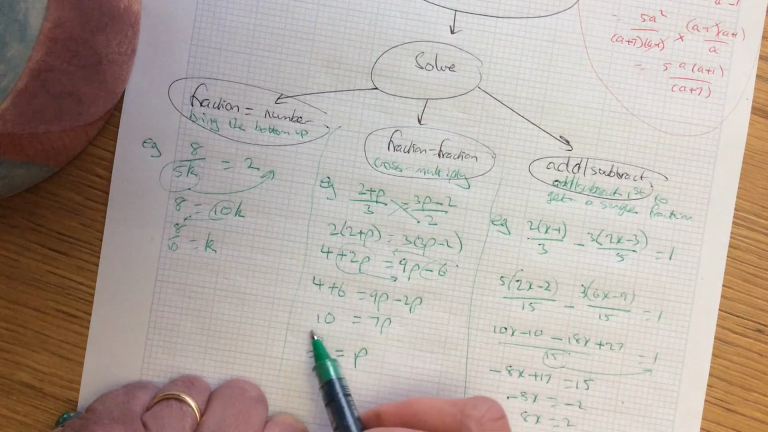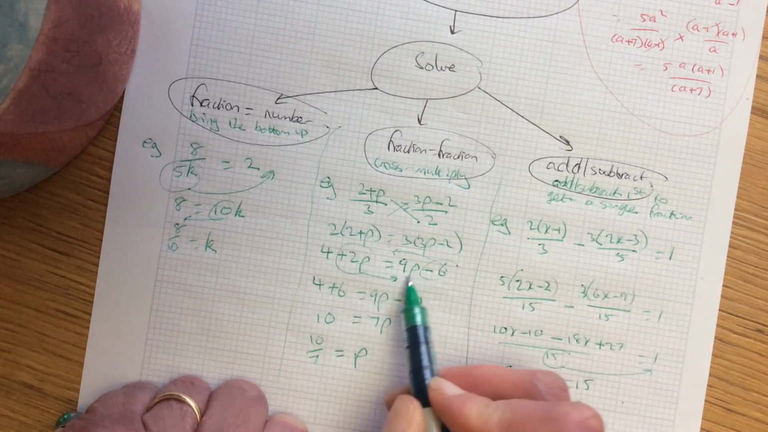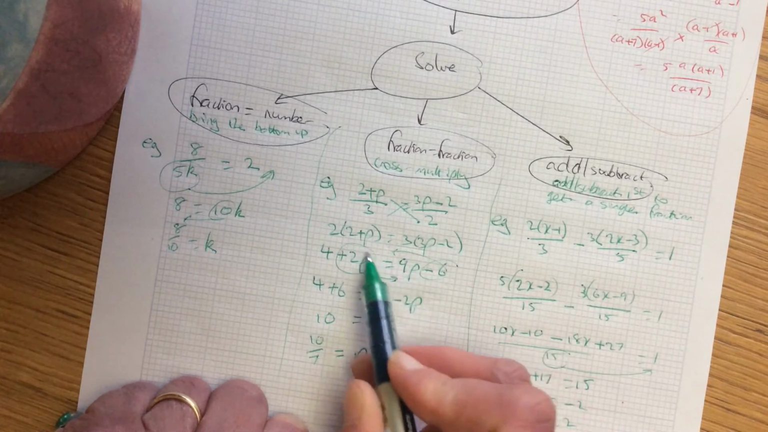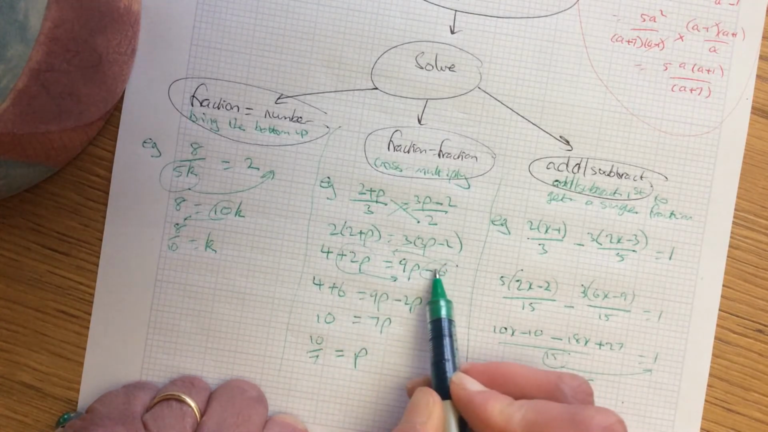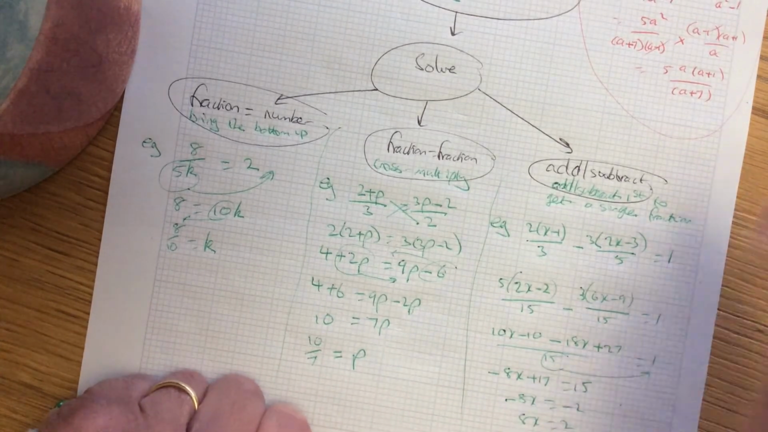Letters on one side, numbers on the other. So 9p is bigger than 2p, so I'm putting all my letters on this side. So 9p minus 2p equals 4 add 6. And then bring your 7 over and divide.